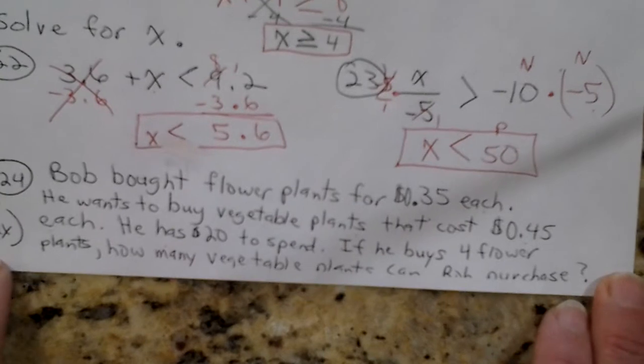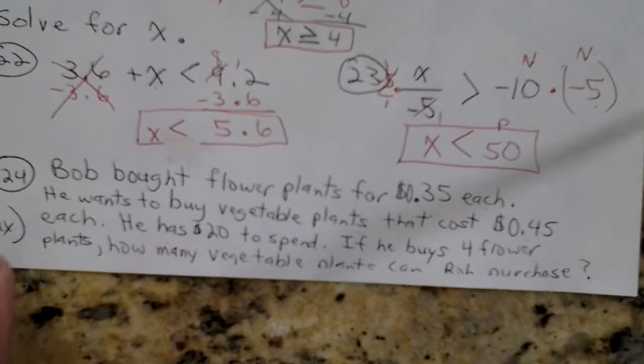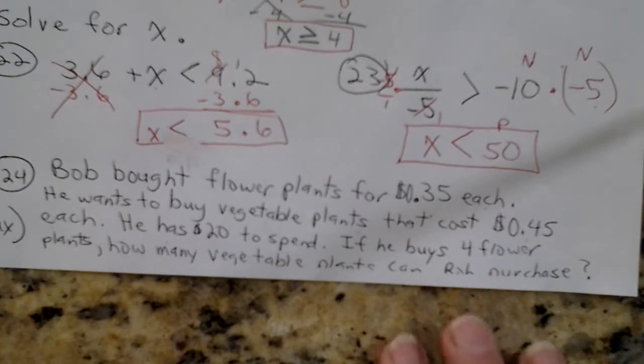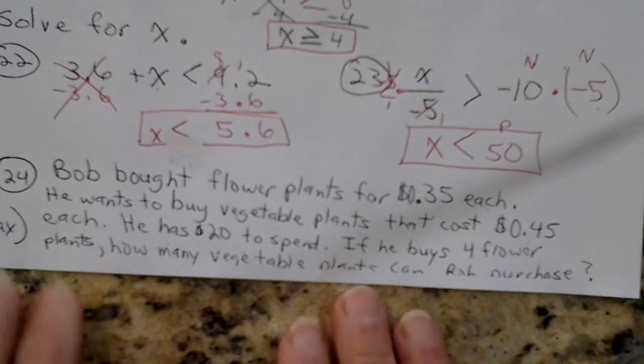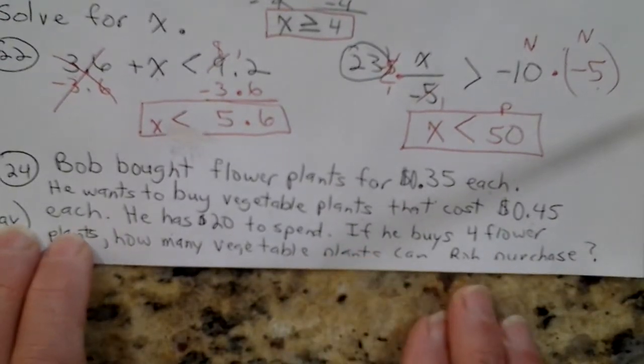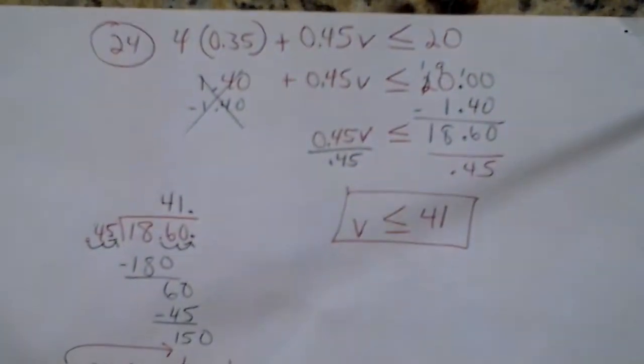All right. And then this last one, Bob bought flower plants for $35 each. He wants to buy vegetable plants that cost not $35. Look at that. There's a decimal there. 35 cents. Okay, excuse me. And he wants to buy vegetable plants that cost 45 cents each. He has $20 to spend. If he buys 4 flower plants, how many vegetable plants can Bob purchase? Okay, there was no room, so I had to show the solution.